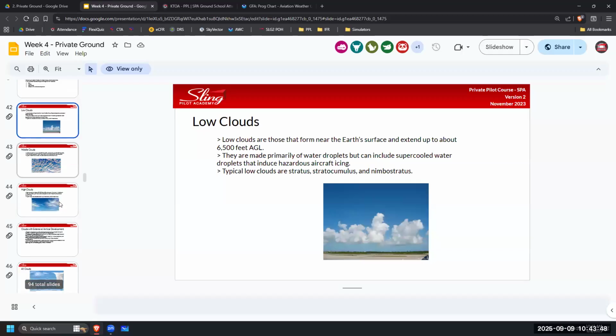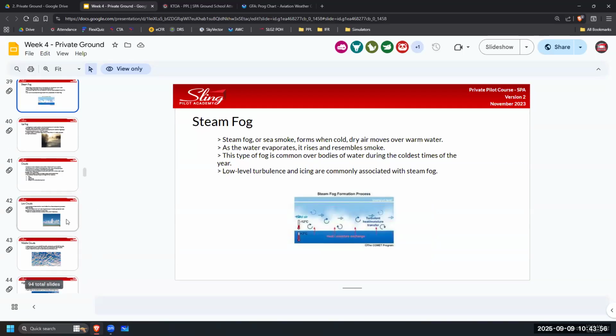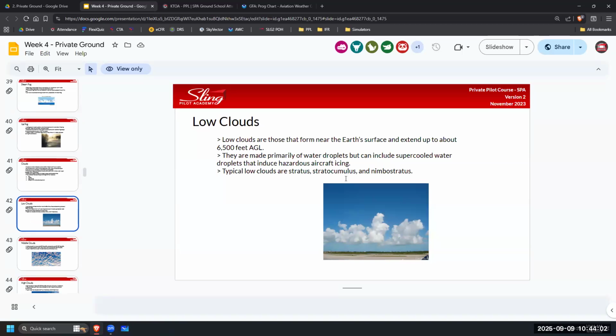What are types of low clouds? Alto is middle, so not that one. What about low? Stratus. Stratus, stratocumulus, or nimbostratus. It all has stratus or strato in it. Stratus clouds, stratocumulus, nimbostratus. Middle clouds, who said alto last time?